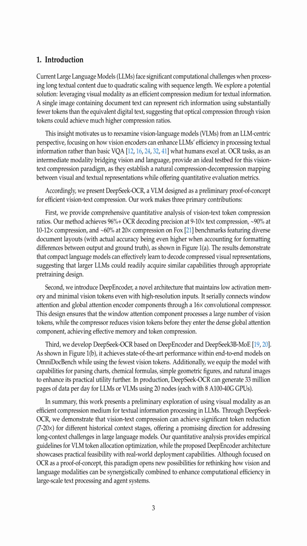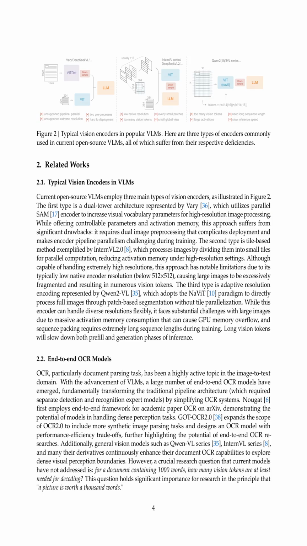Our quantitative analysis provides empirical guidelines for VLM token allocation optimization, while the proposed DeepEncoder architecture showcases practical feasibility with real-world deployment capabilities. Although focused on OCR as a proof of concept, this paradigm opens new possibilities for rethinking how vision and language modalities can be synergistically combined to enhance computational efficiency in large-scale text processing and agent systems.